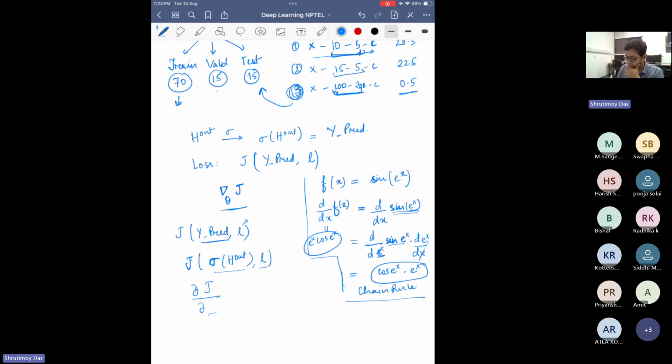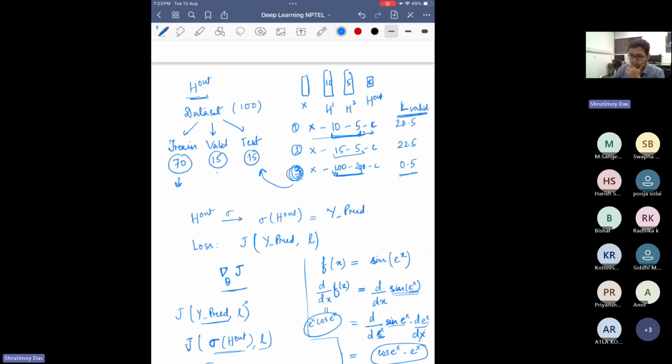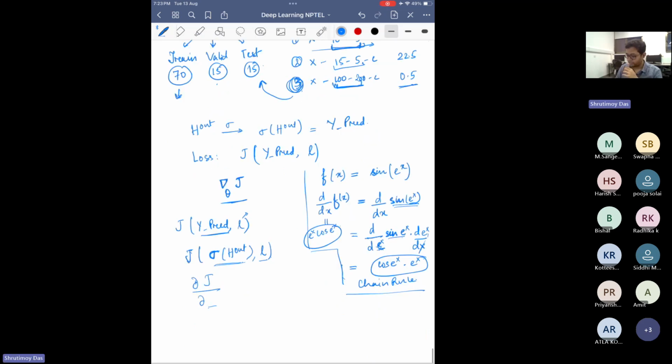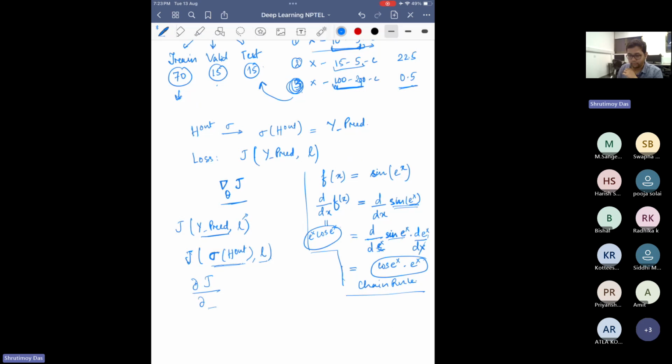Yes. So not h exactly, because after h we also have this sigma function, right? So this J depends on sigma of h, so we'll differentiate with respect to sigma. Now, here what we did, we differentiated with respect to e to the power x, and we differentiated e to the power x with respect to x. Now we differentiate J with respect to sigma.